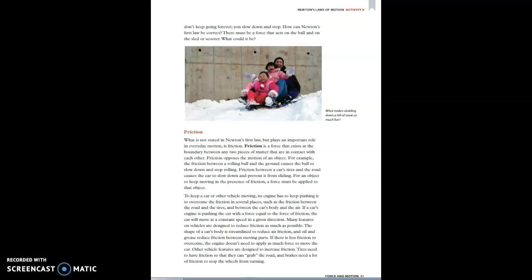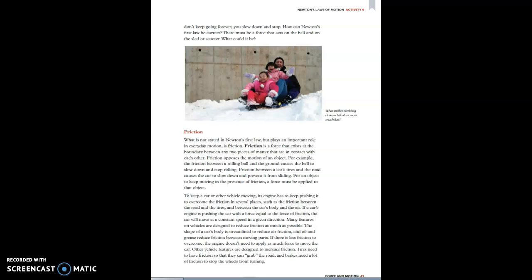To keep a car or other vehicle moving, its engine has to keep pushing it to overcome the friction in several places, such as the friction between the road and the tires, and between the car's body and the air. If a car's engine is pushing the car with a force equal to the force of friction, the car will move at a constant speed in a given direction.